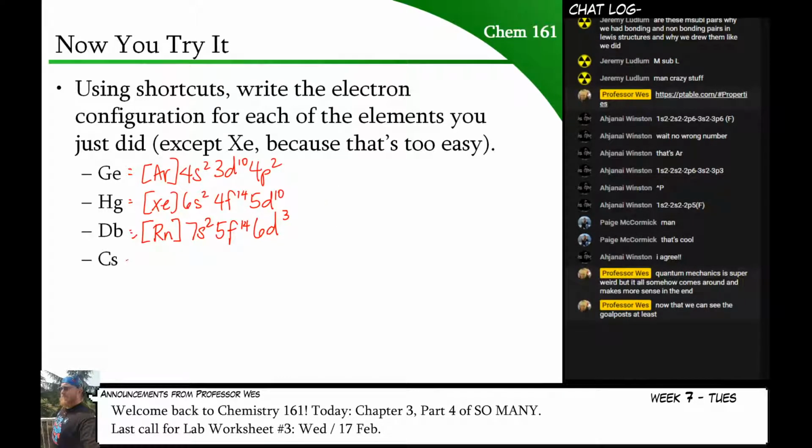And then cesium. Oops, I didn't mean to mark there. Cesium's super easy, so we'll go to xenon, and then we'll just do the next one. Boop, there you go. All right. Hopefully we are able to write all this out.